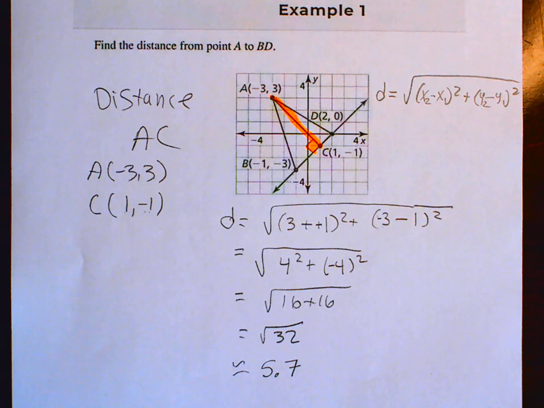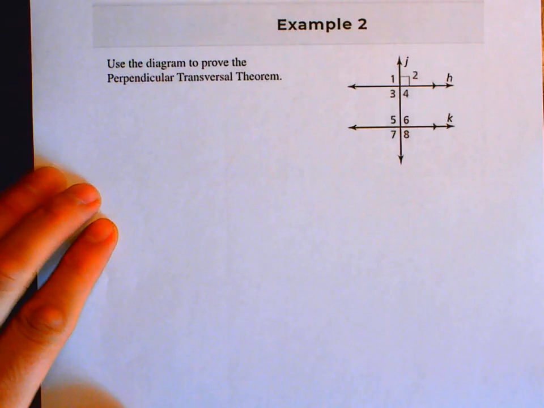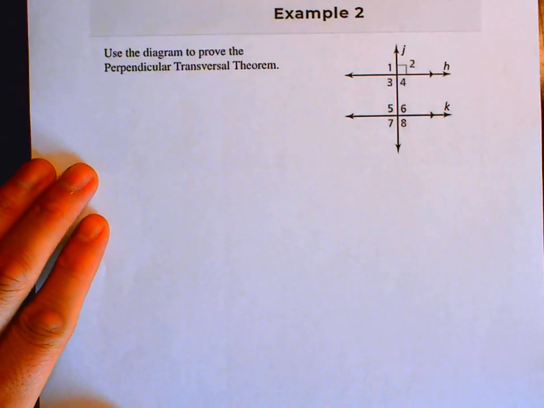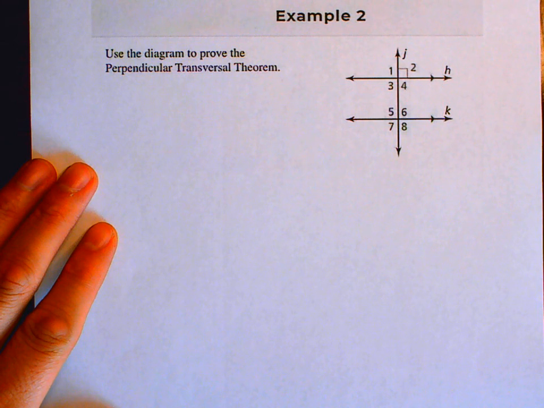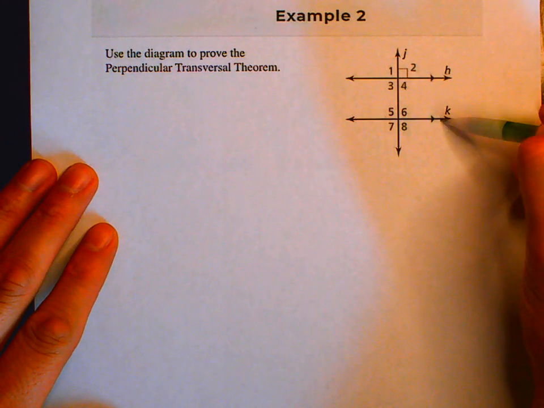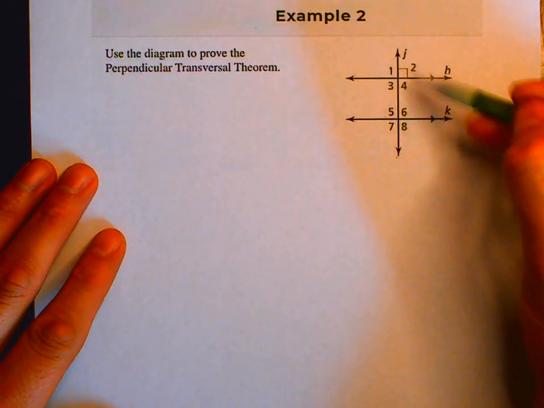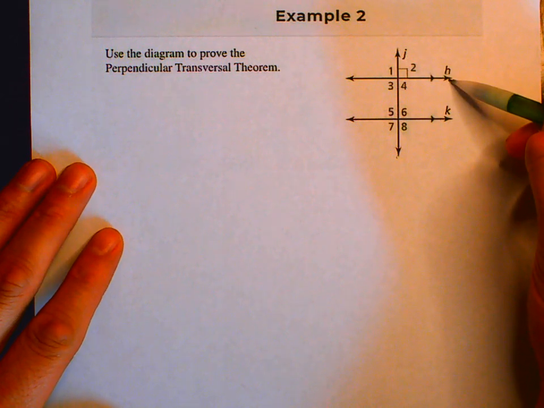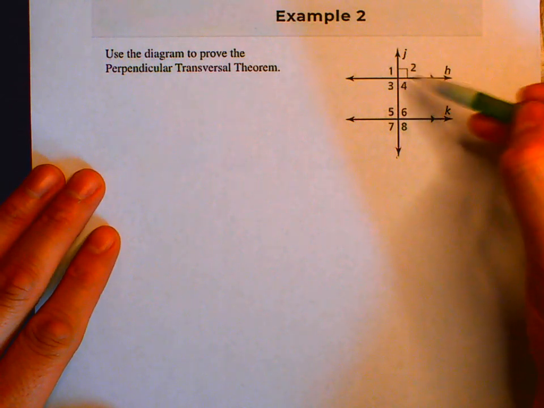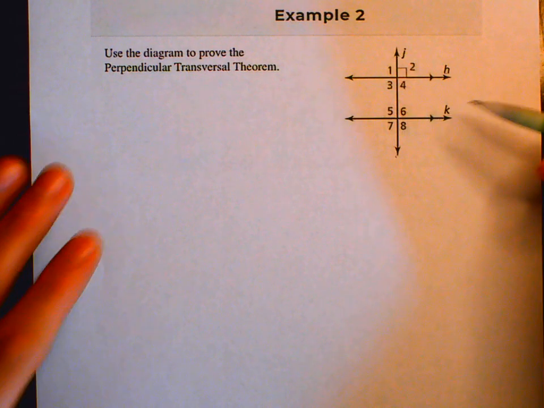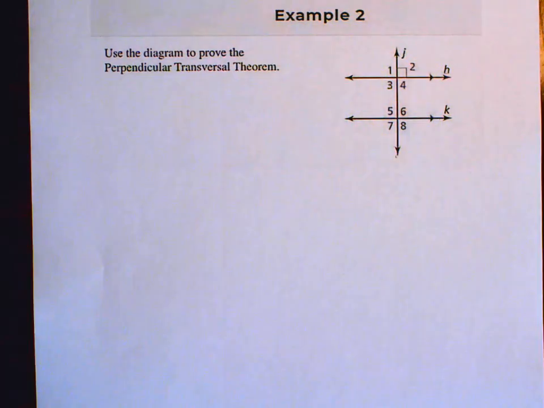Okay, so that is example number 1. Let's look at example number 2. Okay, use the diagram to prove the perpendicular transversal theorem. Okay, so what we have is a set of parallel lines cut by a transversal, and J is perpendicular to H. And what I need to do is I need to show that J is perpendicular to line K. So what we're going to do is we're going to be doing a proof.